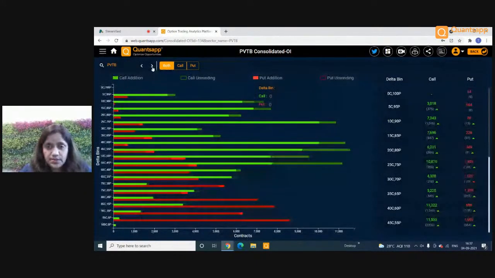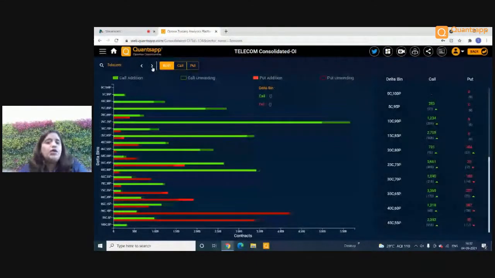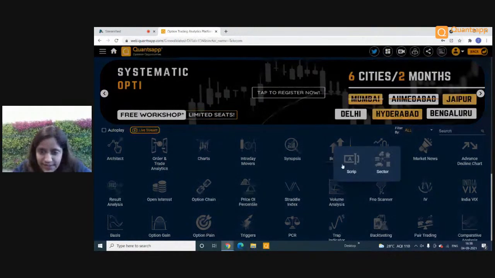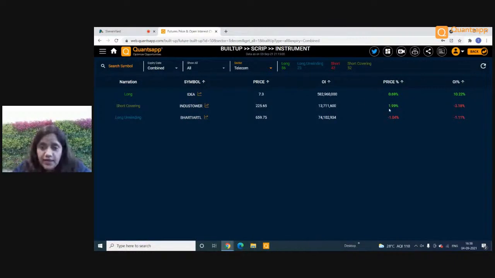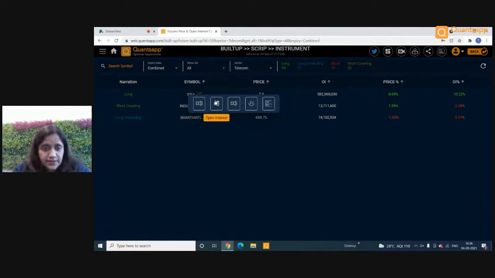Private bank we discussed. So, in short, telecom. If you look at telecom, the highest is at the 25 call. Basically only three players are there: you have Idea, you have Bharti Airtel, and I guess there is Bharti Infocom. There is one more. One second, let us see the third one. Okay, Indus Tower. So if we look at Idea, open interest.